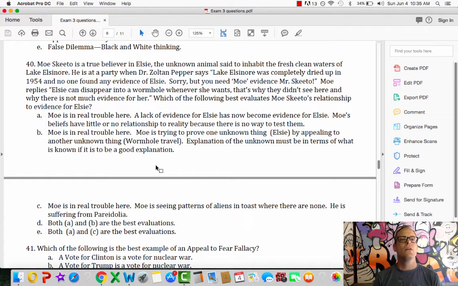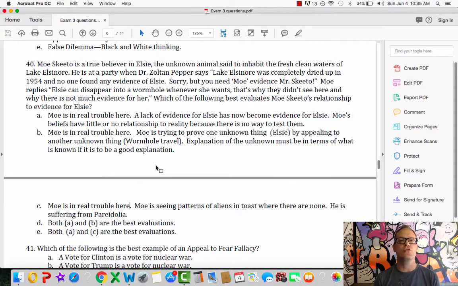So here we go. A, Mo is in real trouble here. A lack of evidence for Elsie has now become evidence for Elsie. Mo's beliefs have little or no relationship to reality because there's no way to test them. That's a pretty solid start, but I would hold off before you push all the way through, right?